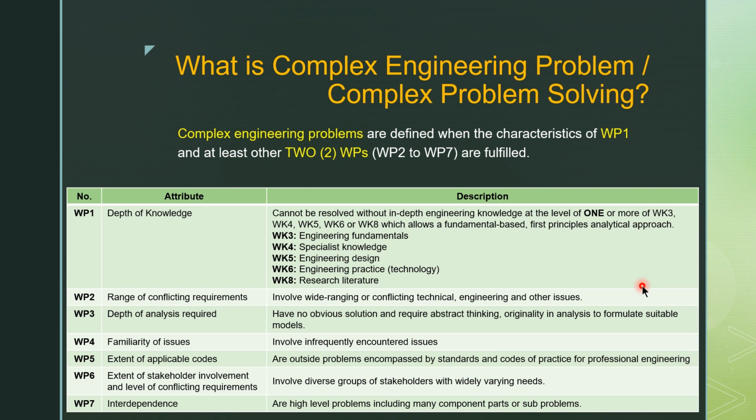While for WP4, familiarity of issues, it actually involves frequently encountered issues, infrequently encountered issues, and very rare issues. That's the meaning. If you think your problem is very rare, then you may tag it under WP4.